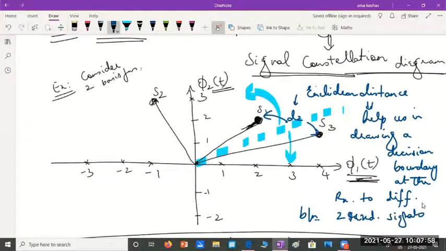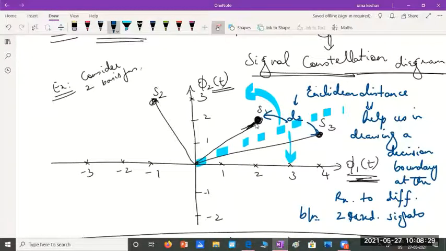So it depends on the spacing. If signals are closely spaced like this, it becomes quite difficult for us to differentiate between the two. But if the signals are far spaced, say for example S2 and S3 are quite far off from each other, in such cases, drawing the decision boundary and identifying whether the received signal was S2 or S3 will not be so difficult. And you should also remember one thing.